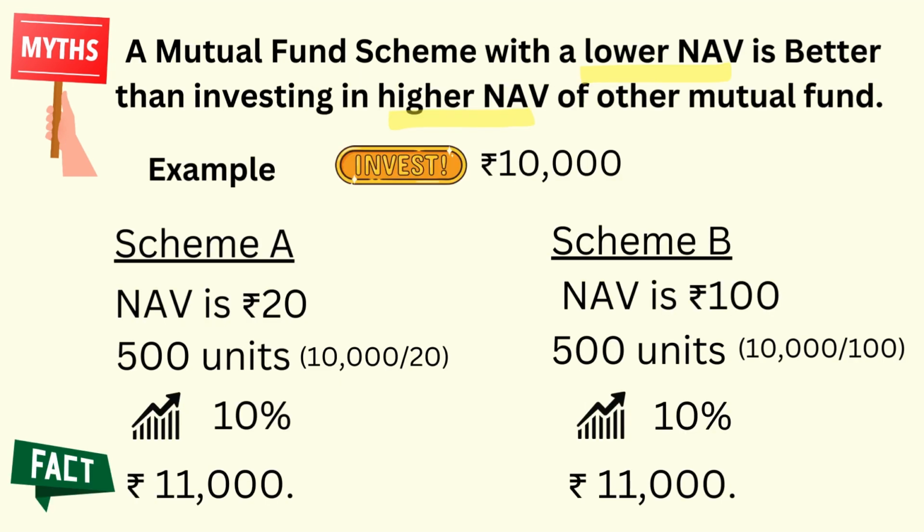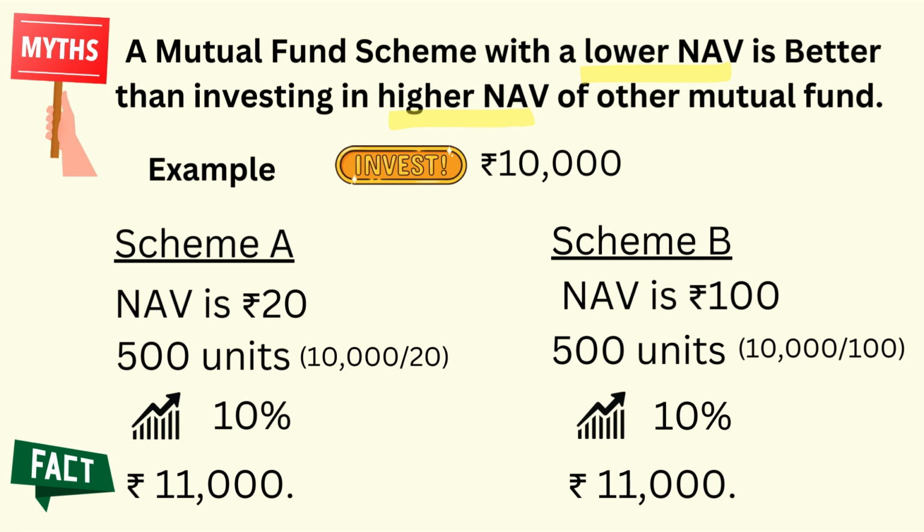Second is, a mutual fund scheme with lower NAV is better than investing in a higher NAV mutual fund. This is where people generally go wrong. Let's say you want to invest 10,000 rupees. Say scheme A's NAV is 20 and scheme B's NAV is 100 rupees, and both schemes invest in the same portfolio of stocks.